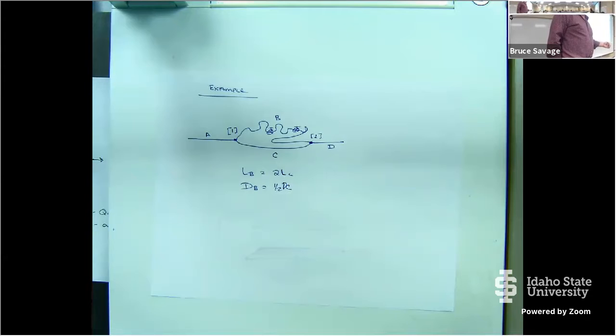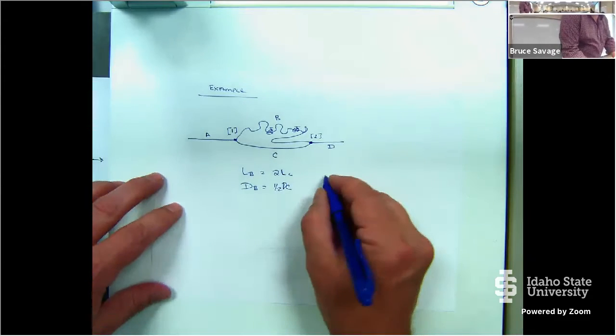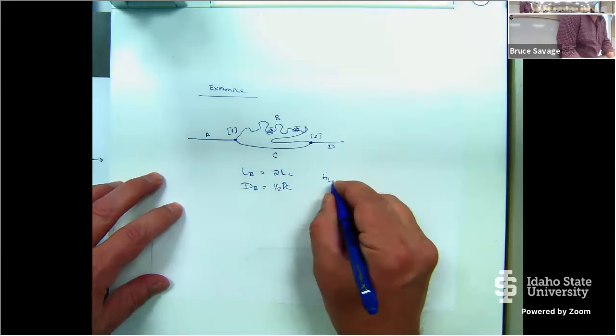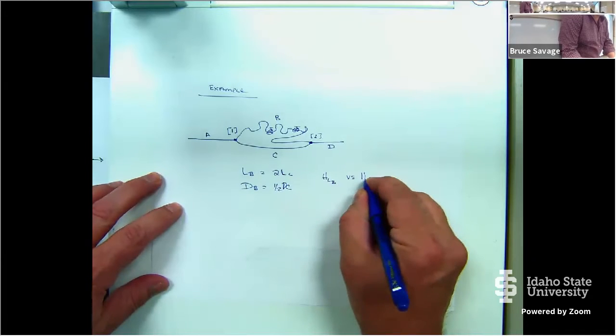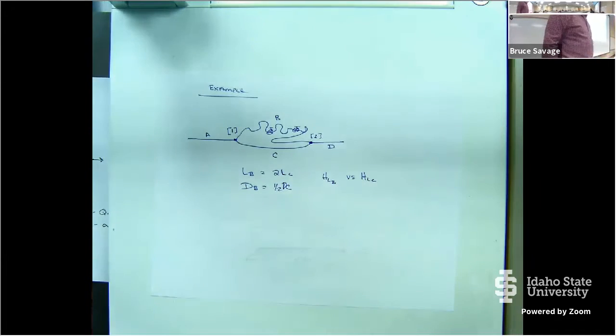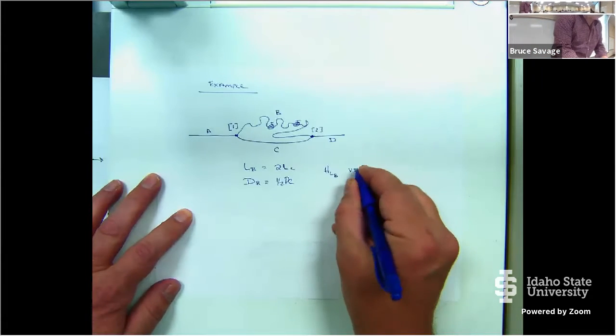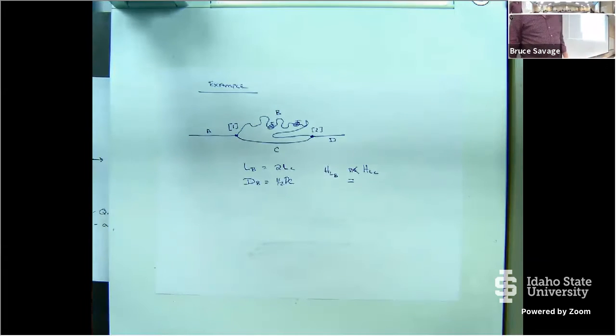And yet, if I wanted to compare the head loss across B versus the head loss across C, I have to say that they are equal, right? Has to be equal. Okay, well, how is that physically possible? What's changing in our system that physically makes this allowable?